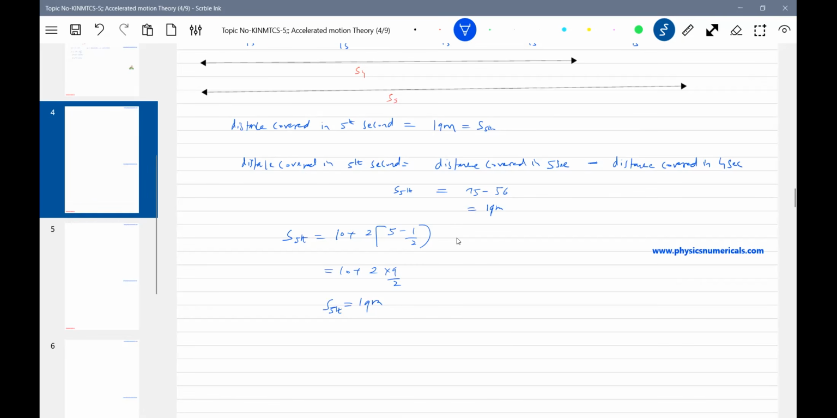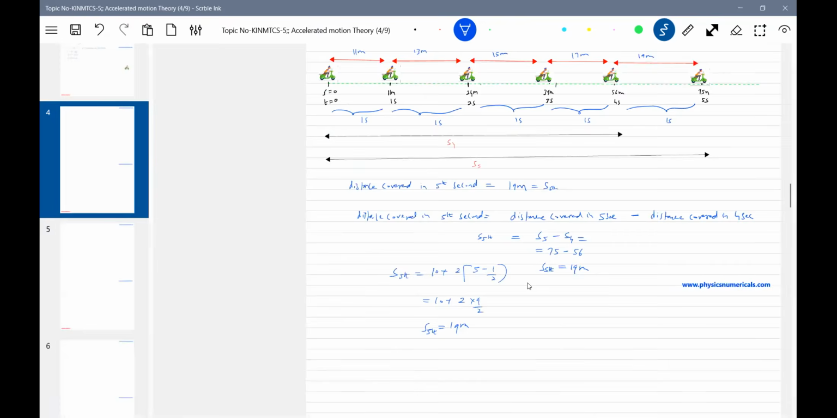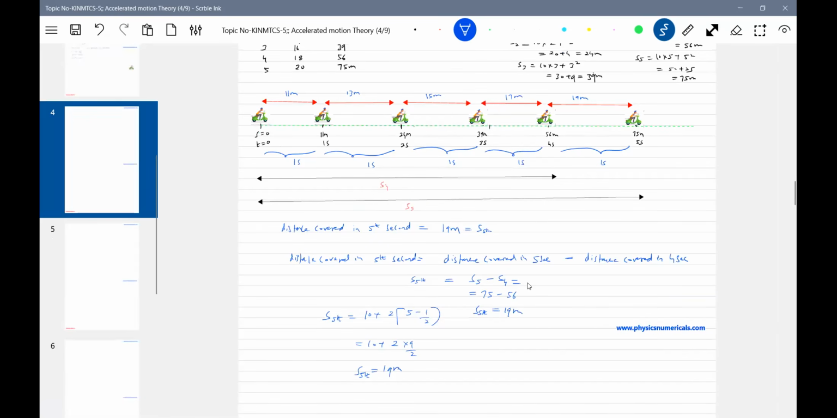So there's a difference between distance covered for 5 seconds and distance covered in 5th second. So this should be S5 minus S4. I'll write one more step: 75 minus 56. So finally, how much? 19 meter. Now tell me, if I ask you such a question, you have to really work out so much, no? So instead, this formula will help you a lot.